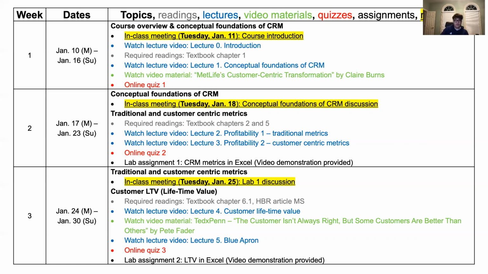In the third week, you will learn customer lifetime value. The format is the same as the second week: textbook, lecture, additional materials, quiz, and lab. During this week, we will have an in-person discussion for managerial challenges related to the case in the week 2 lab assignment.